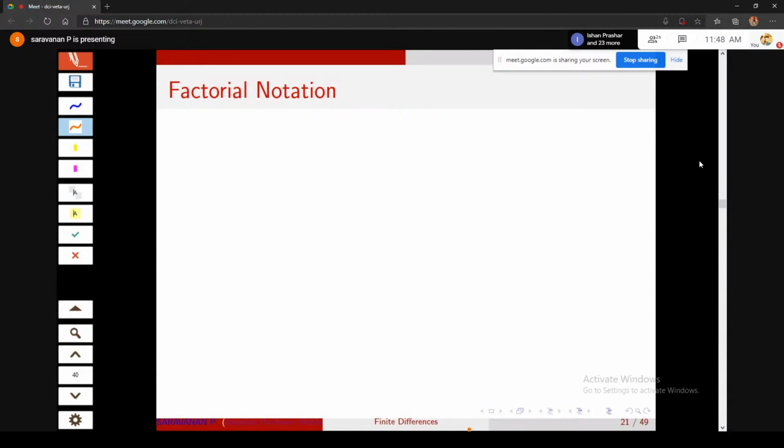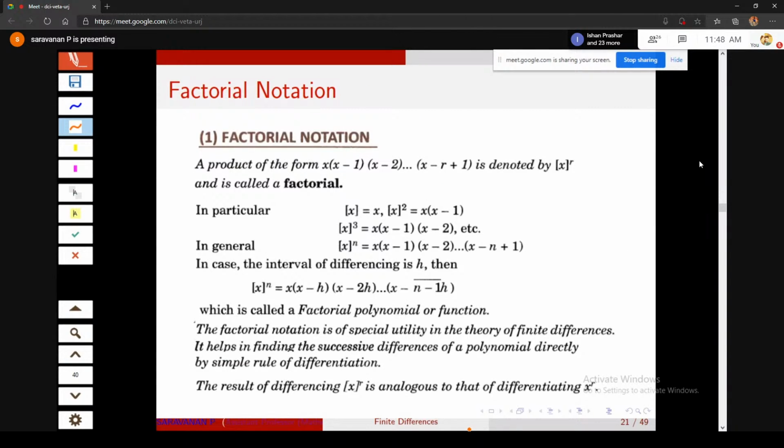Okay, that's all. And the next topic is factorial notation. This also we have seen in the second unit while solving the particular integral of a polynomial. We wrote the polynomial in terms of the factorial notation, then we apply delta. I told you at that time that I will prove this, so here I am proving that. So first let us see the definition. The definition is: factorial x is x.